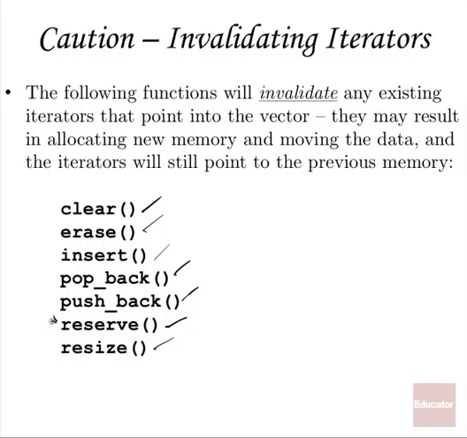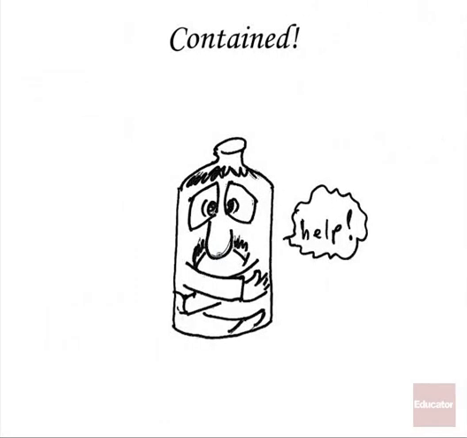So just be cautious. Don't use your iterators and any of these functions at the same time. Make sure you're finished with the iterator before you do something like this. Or, for example, when using push back or pop back, use an integer index through your loop instead. And I think that concludes this lesson for today.